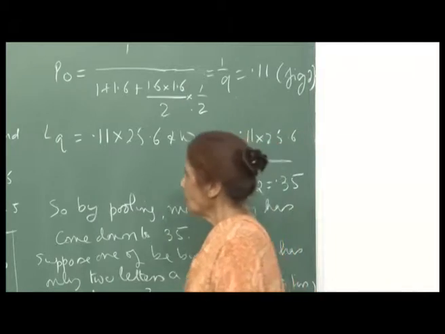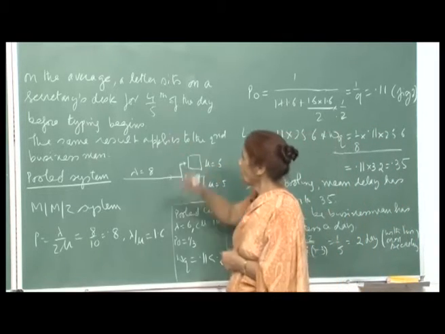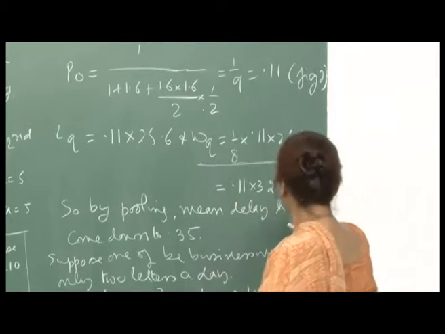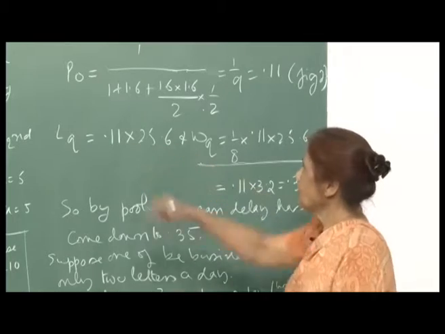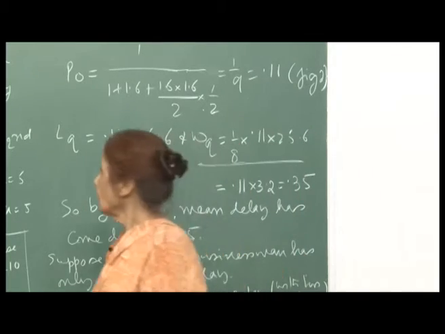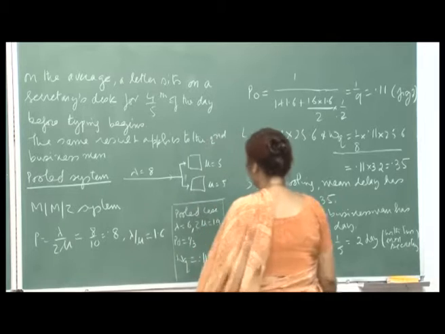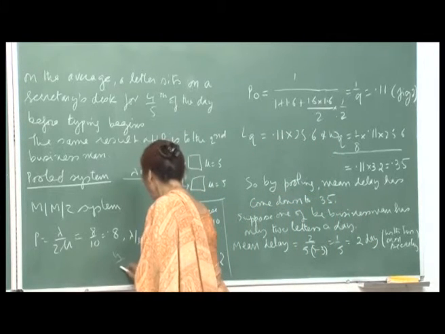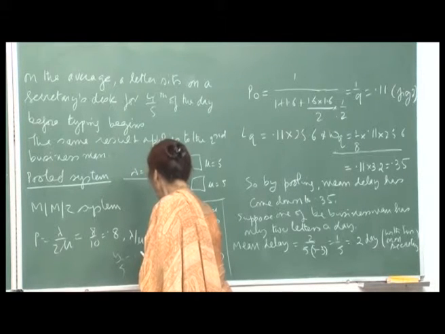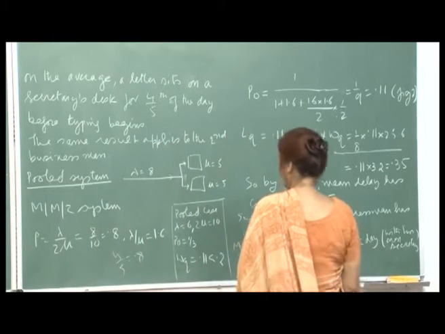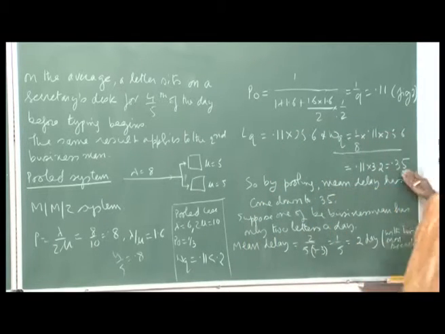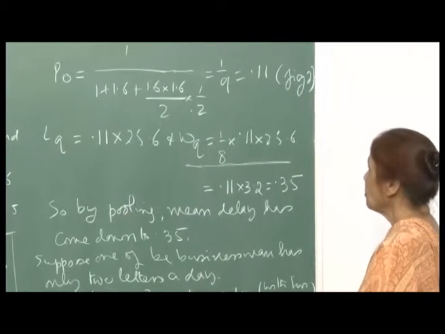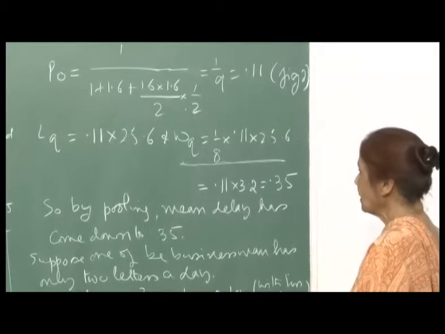Earlier the mean delay, as we had computed, was 4/5 of the day, that is 0.8. Here now it is 0.35, which is much less, because 0.8 is very high compared to 0.35. So, by pooling, definitely your mean delay will come down.